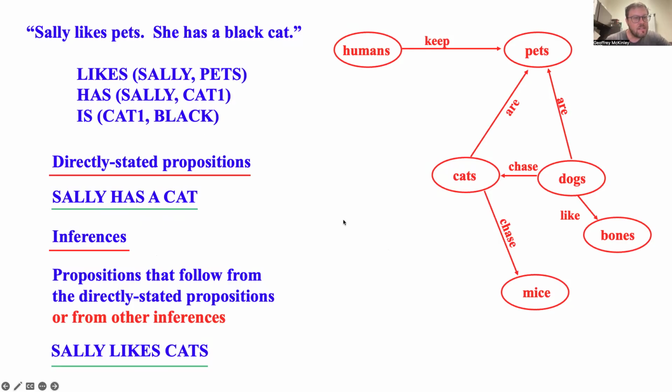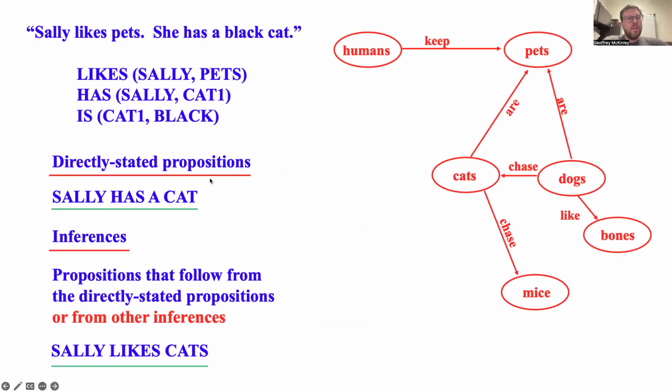So if I read the sentence "Sally likes pets, she has a black cat," this has three propositions nested within the sentence. So Sally likes pets, Sally has cat one, and cat one is black, right? This is like our semantic knowledge, right? We know that humans keep pets. Cats are pets, dogs are pets, dogs chase cats, cats chase mice, and dogs like bones, right? So this is like our semantic knowledge.